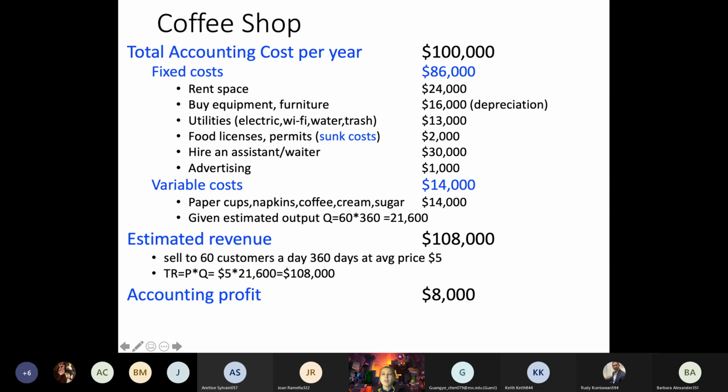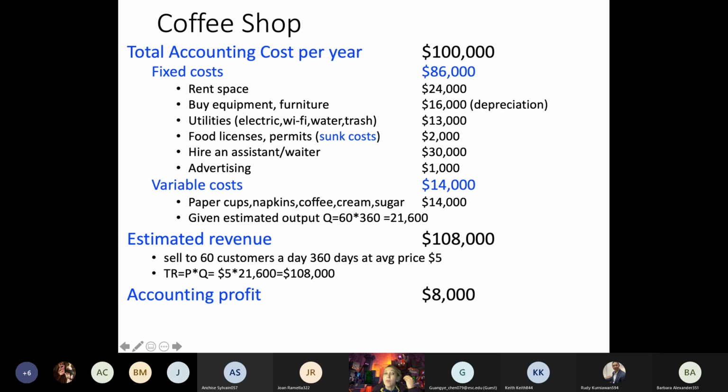So hire an assistant, $30,000 or so. Maybe you can hire differently, pay per hour, but let's just say you are signing a contract for $30,000 or so. And you need to advertise, which will cost you $1,000. So these are your approximate fixed costs. So startup costs that you have to pay before you even produce your first cup of coffee. You agree? I hope you do.